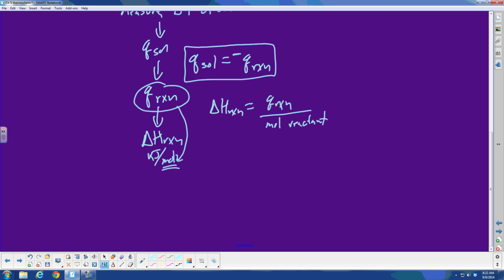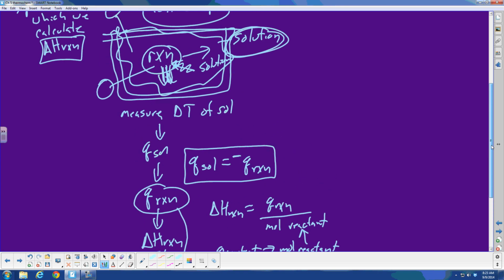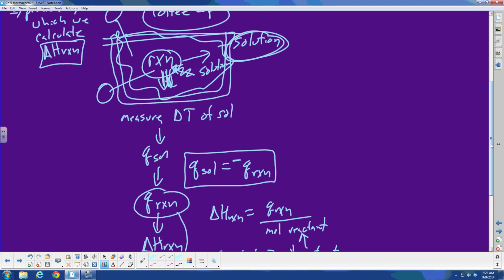So that means you take the grams of the reactant and convert it to moles of the reactant, and that then becomes my denominator. And one other equation we need is right here. How do I start off with getting the Q of my solution?